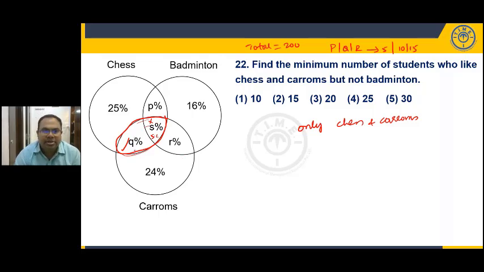Only chess and caroms is Q%. I want the minimum number of students who like this. So P, Q and this is Q number. P, Q and R can take 5, 10, 15. I want minimum. Minimum is 5%. In 200, 10%, 20, 5% would be 10. So option 1.